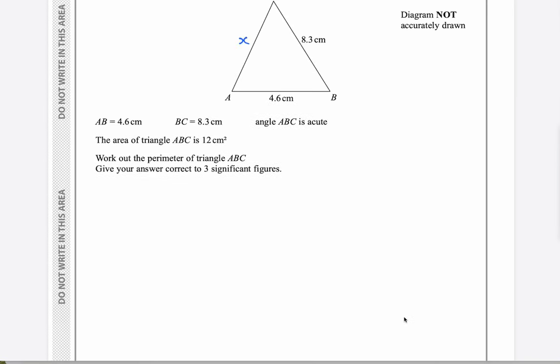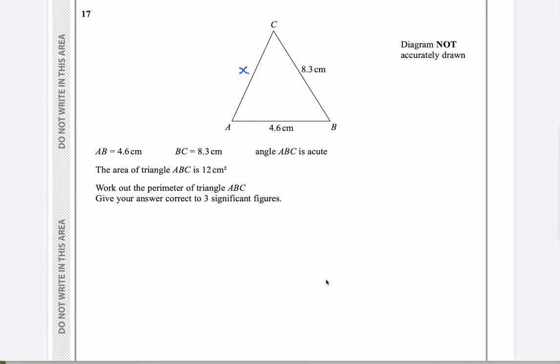Okay, it's 5 marks, which I expected, quite a lot of marks, because I can see there's a bit of work to be done here. So I need to find x. Now, my first thought is cosine rule. If I have 2 sides here, the cosine rule will help me get the third side. But to use the cosine rule, I need this angle. Let's call it theta.